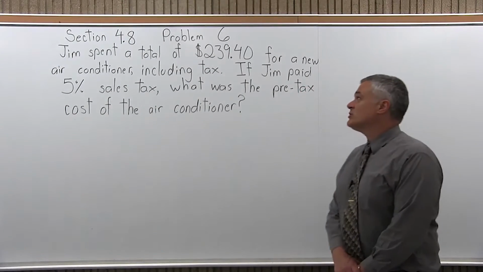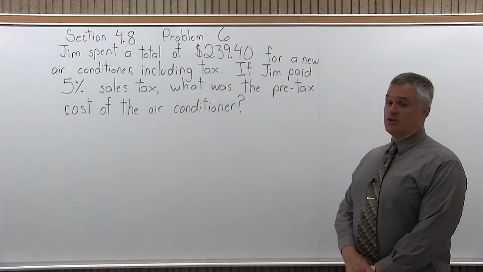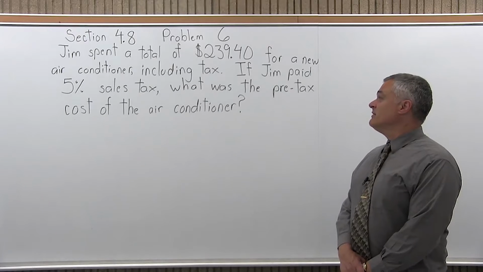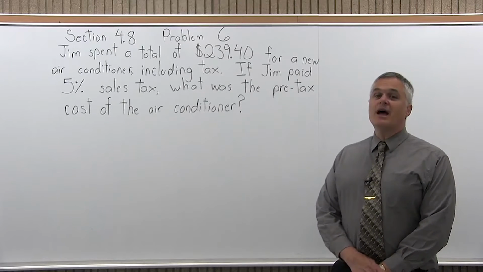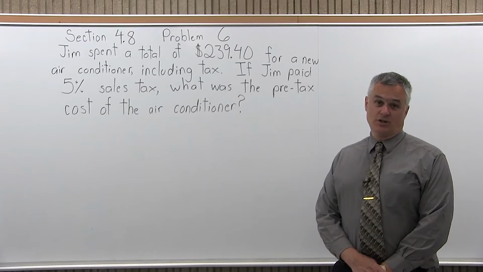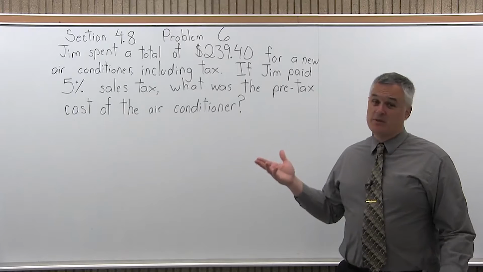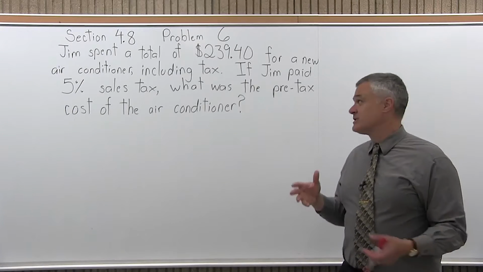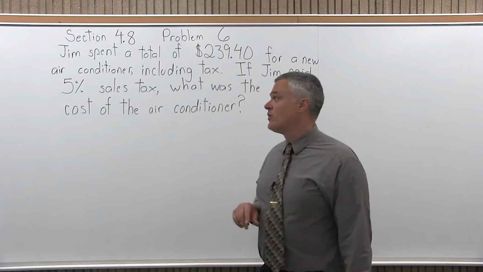It says Jim spent a total of $239.40 for a new air conditioner, including tax. If Jim paid 5% sales tax, what was the pre-tax cost of the air conditioner? So if he paid $239.40, almost $240, it's got to be a little less, maybe around $220 more or less, just to make a quick off the top of my head estimate. So that's the type of answer we're looking for.